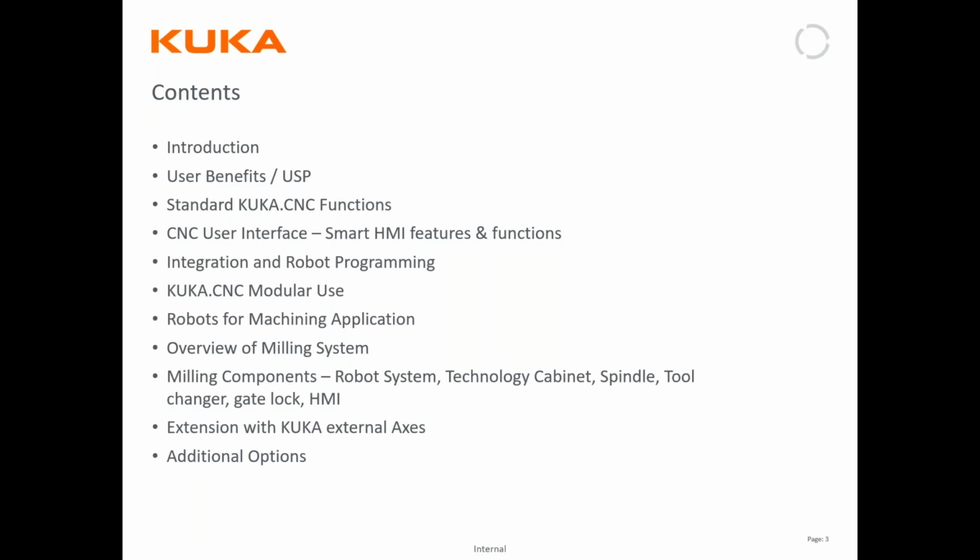We'll understand what exactly KUKA.CNC is, some of the user benefits and USPs, some standard KUKA.CNC functions, CNC interface with smart HMI features and functions, robot programming and its integration, the modular use of KUKA.CNC, the robots which can be used for machining application, an overview of a milling system, the components of the milling cabinet, an extension with KUKA external access, and some additional options.